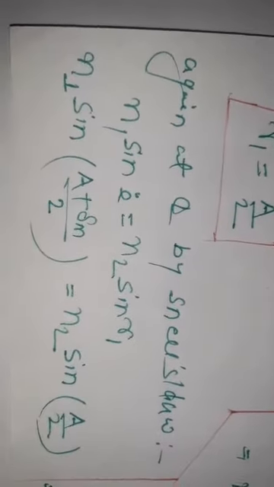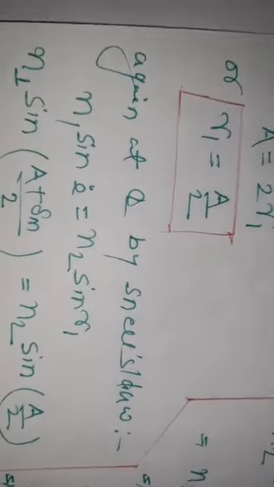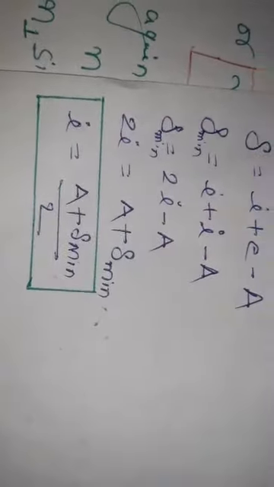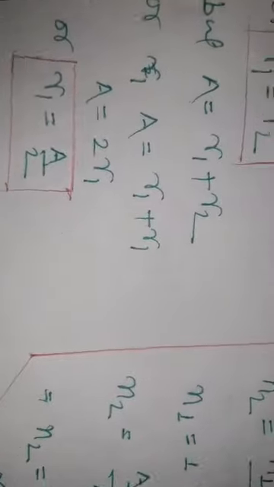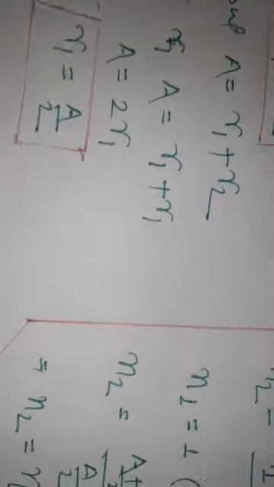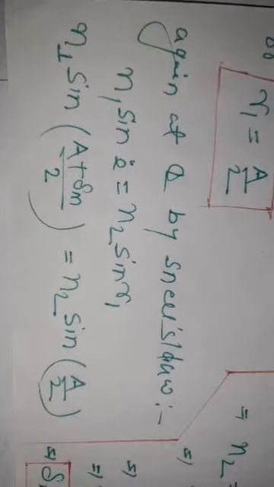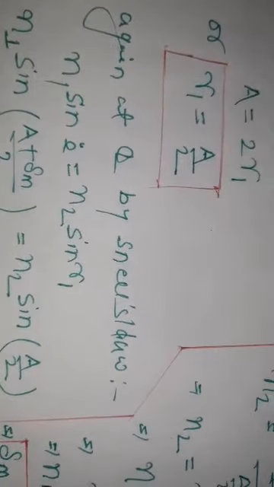again at point Q, n1 sine I equals n2 sine R1. So put the value of I. So what is the value of I? As we have discussed, I equals A plus delta m upon 2. And the value of R1 equals A by 2. So put in this particular equation, we have n1 sine (A plus delta m) upon 2 equals n2 sine A by 2.